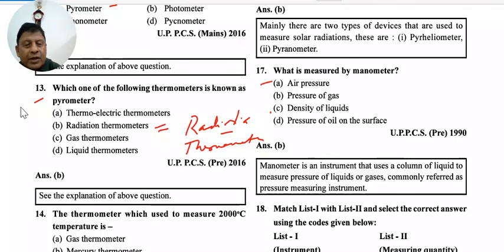Then come to the question, what is measured by a manometer? Remember, pressure of the gas. Pressure of the gas is measured by a manometer. याद रखिएगा.